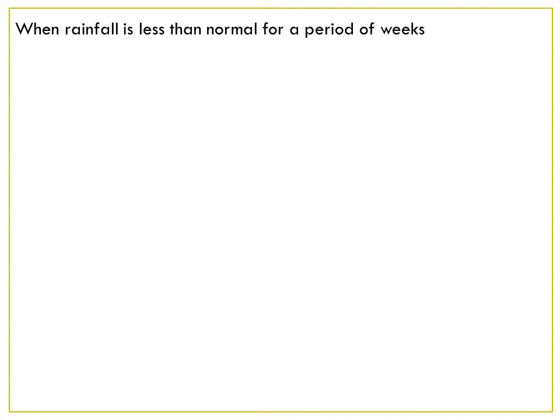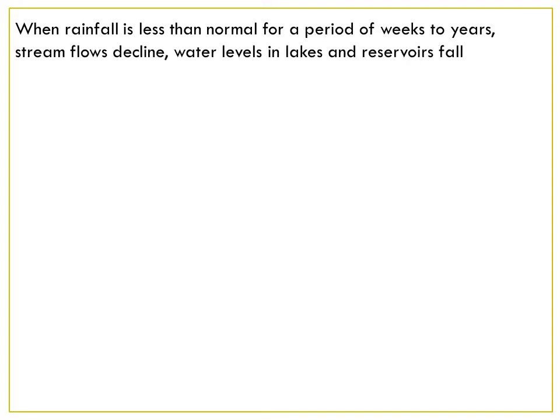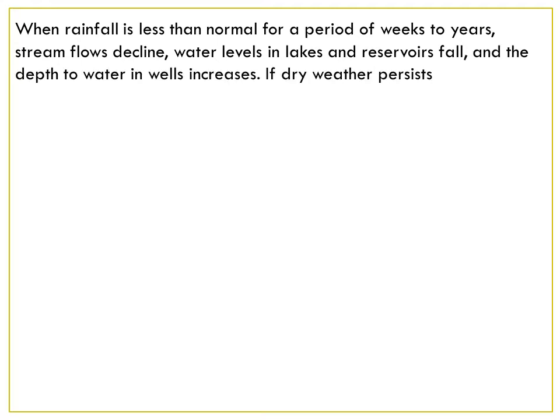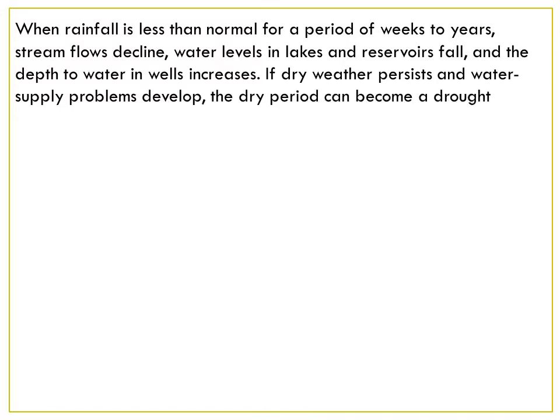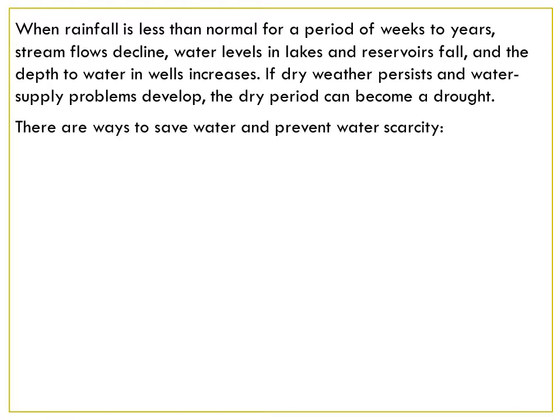When the rainfall is less than normal for a period of weeks to years, stream flows decline, water levels in the lakes and reservoirs fall, and the depth to water in wells increases. If the dry weather persists, what will happen? The water problem will develop. The dry period can become a drought.